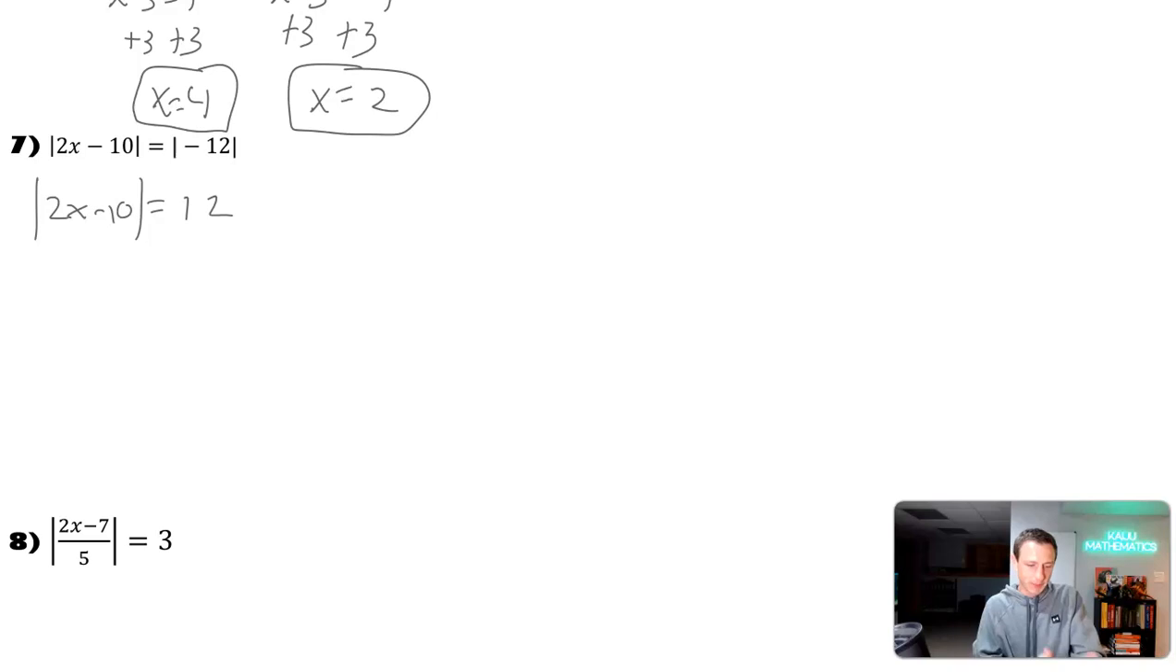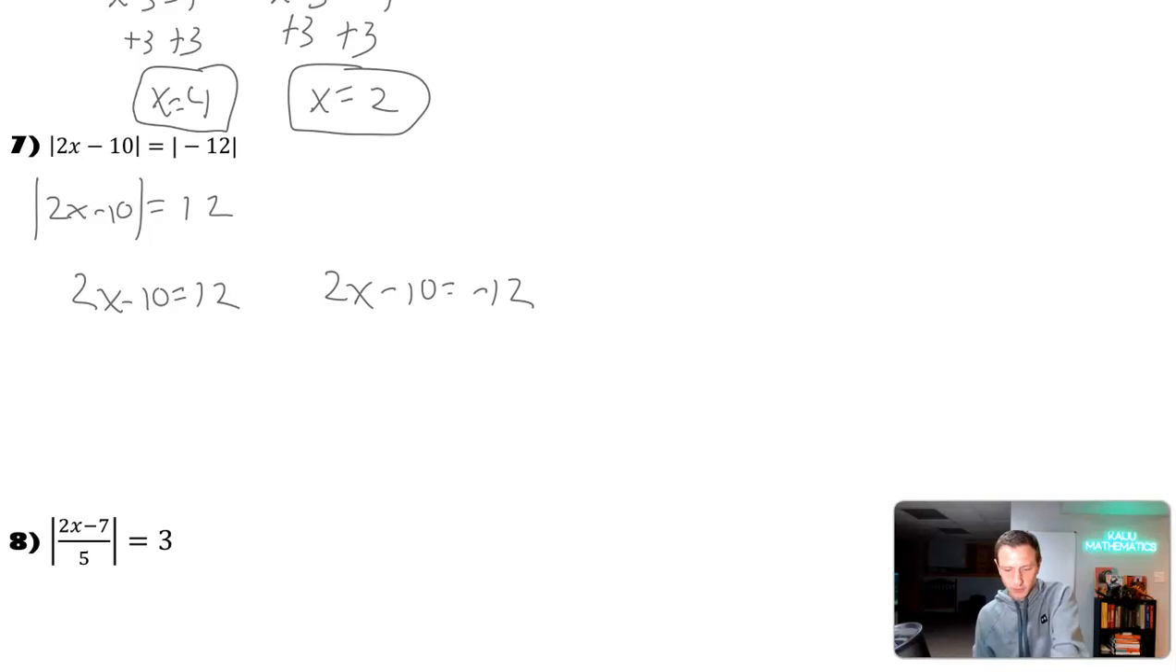What do we do when we have the absolute value equal to a number? We take 2x minus 10 equals positive 12, and we take 2x minus 10 equals negative 12. So we just set up the two equations just like how we did before. So I'll add 10 to both sides here. 2x equals 22. And then I'll add 10 here.